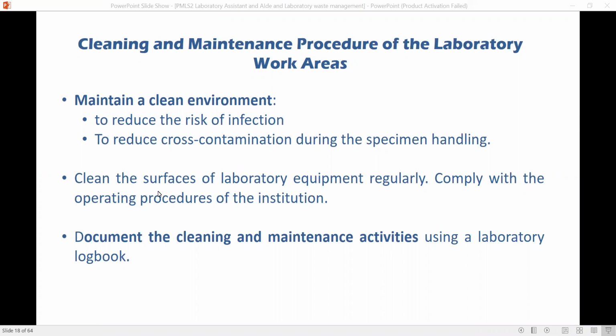Okay. So one of the functions of the laboratory aid is to clean. To clean the area. So clean the surfaces of the laboratory equipment regularly. Surfaces only. Okay, so comply with the standard operating procedures of your laboratory. And then you document. There is a logbook. Write down when it was cleaned, and record maintenance activities using the logbook.